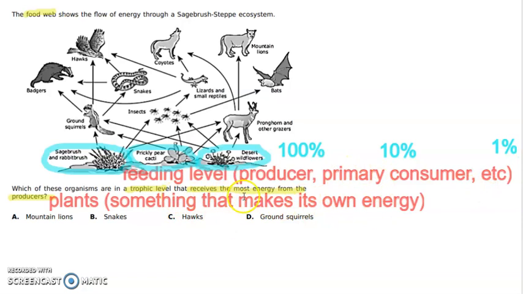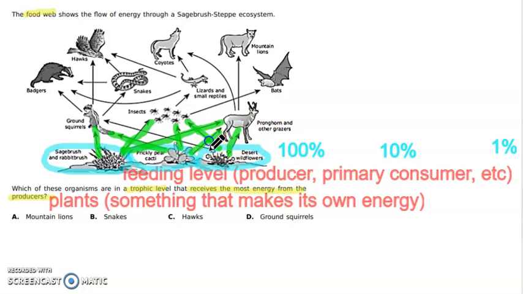So whoever's getting the most energy from the producers is whoever is eating the producers. Primary consumers are going to be who's eating our producers. So what we want to do is figure out who our primary consumers are. All we have to do is figure out our arrows that come from the producers and see who they're pointing towards. Those are going to be our primary consumers.